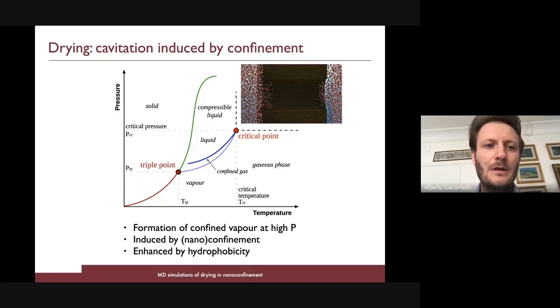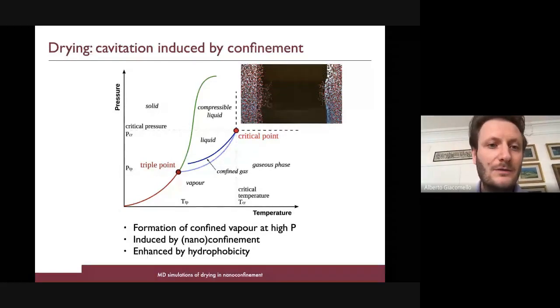So what kind of drying am I talking about? It's a real phase transition induced by confinement. So the fact that you have extreme confinement can give rise to the formation of vapor at a thermodynamic condition where you wouldn't expect the vapor to be. For instance, you can achieve boiling of water at pressures as high as tens of megapascal at ambient temperature. This can be induced by nanoconfinement combined with surface hydrophobicity.